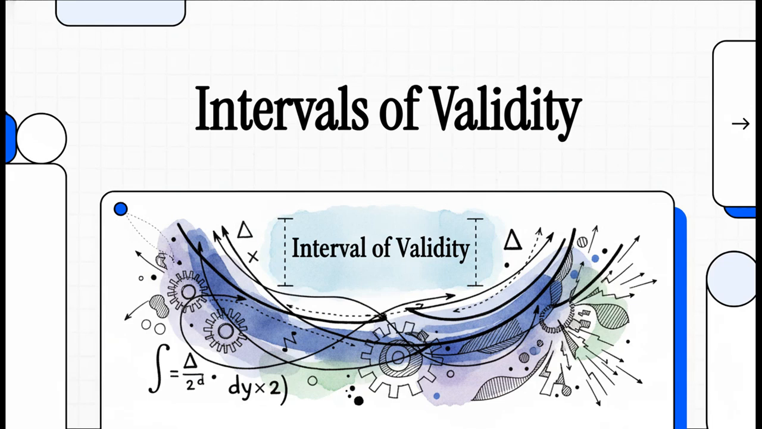In differential equations, finding a solution feels like you've finally reached the finish line. But what if that solution has a secret expiration date? Today, we're diving into a really crucial and honestly often overlooked concept, the interval of validity.